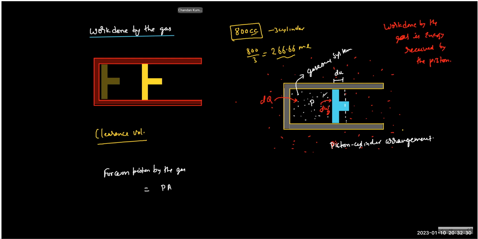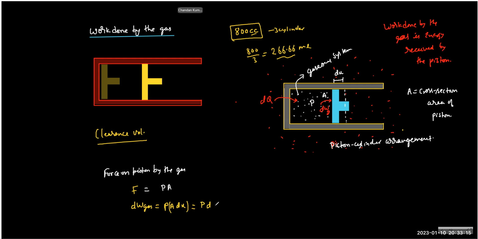Let's say A is the cross section area of the piston. So what is the force on the piston by the gas? P times A, yes or no, guys? And if this is the force, what is the work done by the gas? dW by the gas is how much? Work is defined as F dx, which is PA dx. But what is A dx? dV. So in case of gas, we never write the displacement, we write the change in volume.